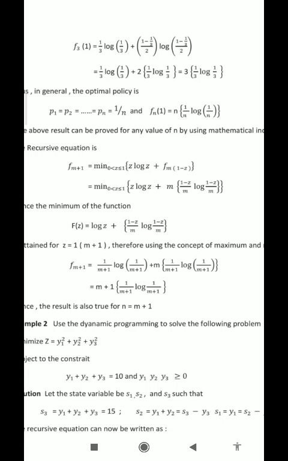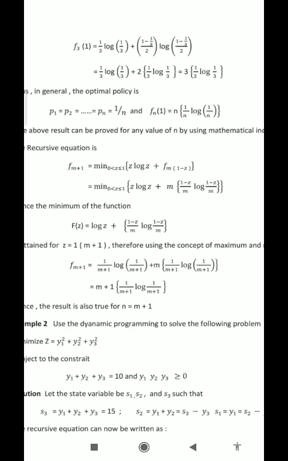We'll move to the next problem. Use dynamic programming to solve the following problem. Minimize z equal to y1 square plus y2 square plus y3 square, subject to the constraints y1 plus y2 plus y3 is equal to 10 and y1, y2, y3 greater than or equal to 0. Let us solve this problem using 3 stages.